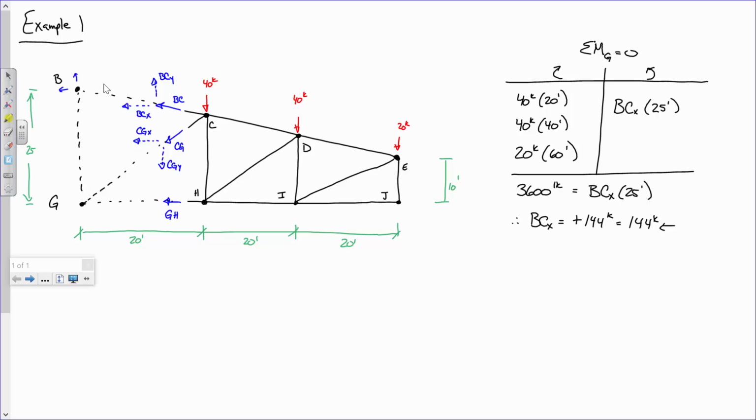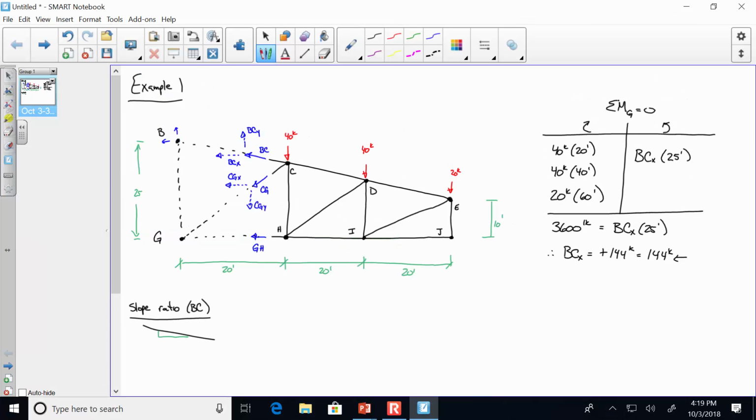The slope ratio, okay? So let's look at that slope ratio. All right, so the slope ratio for BC. Okay, what is the slope ratio of BC? Can anybody tell me what that is? Say it again. 1 to 5. Well, hold on. I'm getting something different. Let me see.